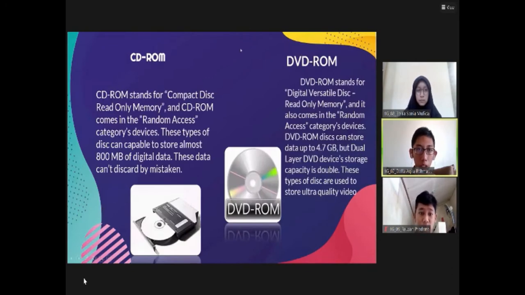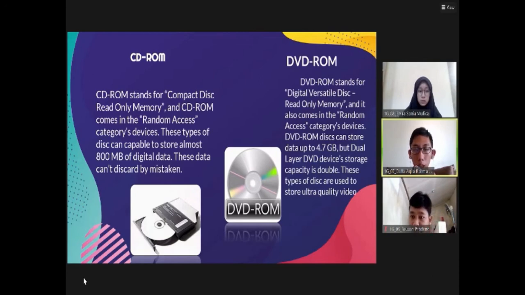CD-ROM. CD-ROM stands for compact disk read-only memory, and CD-ROM comes in the random access category of devices. These types of disk are capable of storing almost 800 megabytes of digital data. This data cannot be discarded by mistake.